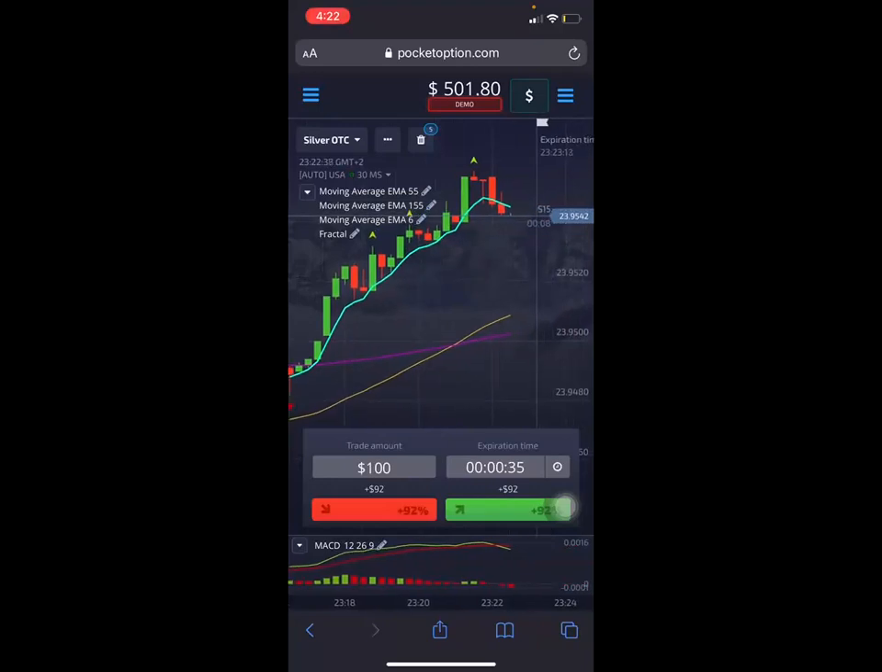Now the MACD's crossing to the downside, sell candle giving you momentum. The 6 is curving over. You got the fractal at the top. It's time for you to be selling.